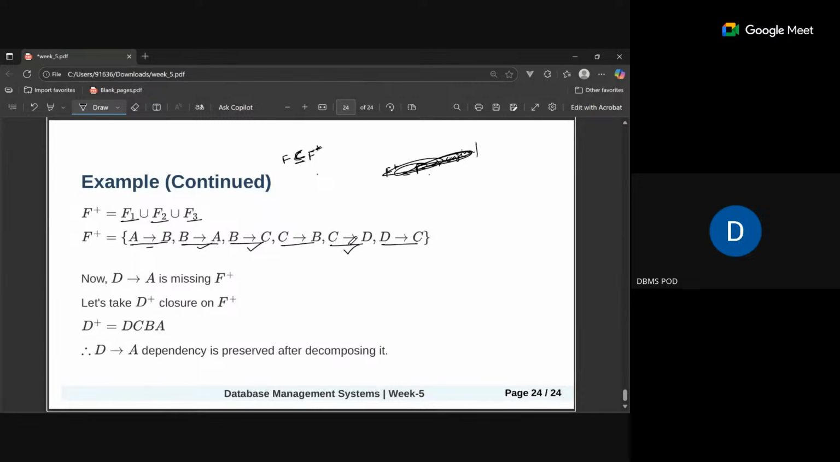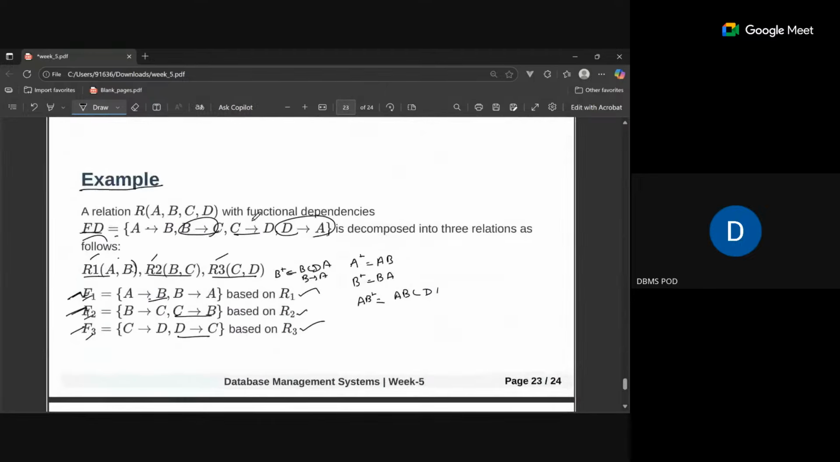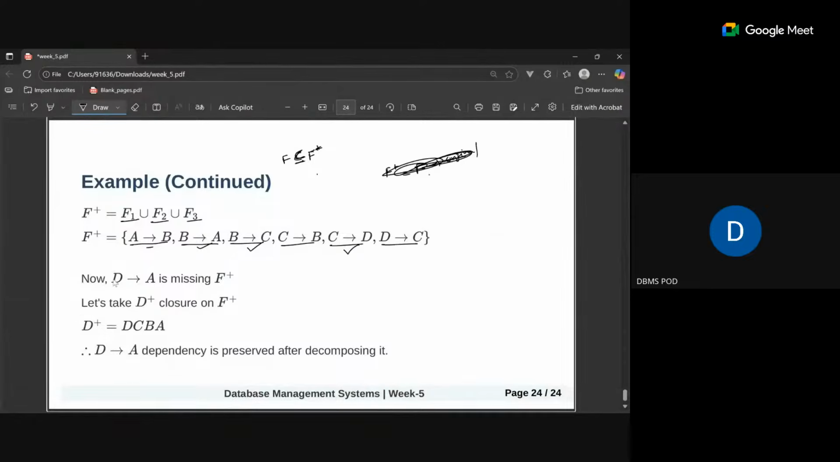Okay. So, but one dependency is missing. It is D to A. So we need to check whether D to A is preserved in this F plus or not. Is it clear?